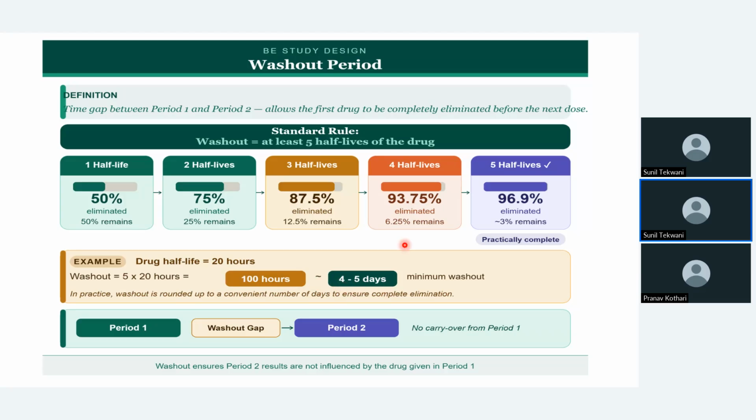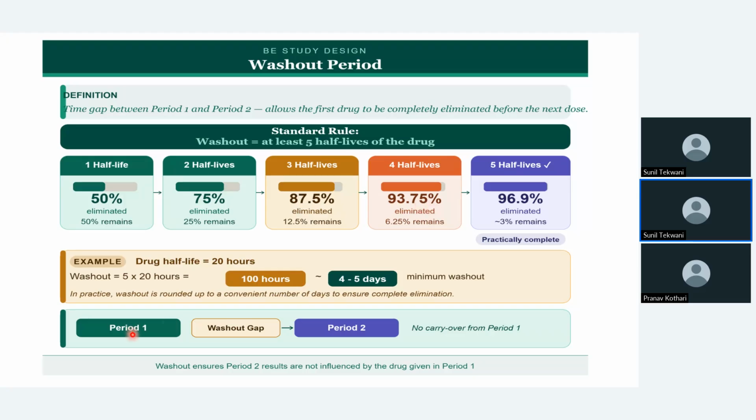So if you gave the first dose, the test product dose, on Monday, after 5 days, that means either Friday or Saturday. And to be on the safer side, most CROs give a 7-day washout period in such cases, 1 or 2 days more. On next Monday, you can start another period. You can ask subjects to go home and come back again on next Sunday, and we will start period 2. That is known as washout.